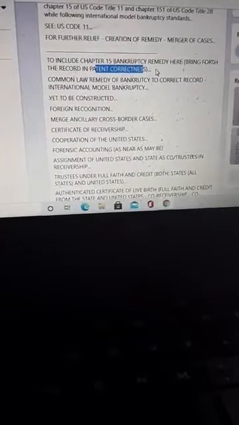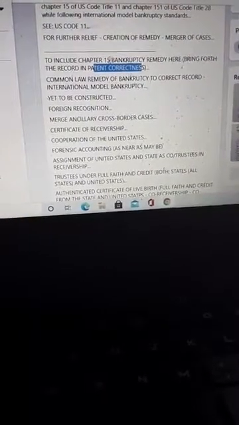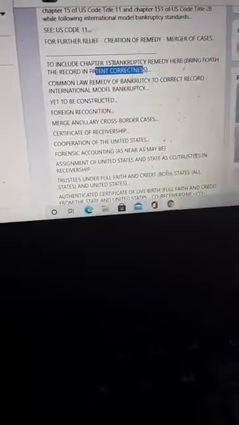Bring forth the record in patent correctness. We are not the insolvent party. We are the creditor to the insolvent United States, who is writing up these legal fictions that have no remedy. So under Chapter 15 bankruptcy, which is a foreign bank, we're going to come in as a foreign bank in our private right as a merchant, with common law remedy of bankruptcy to correct the record under international model bankruptcy.